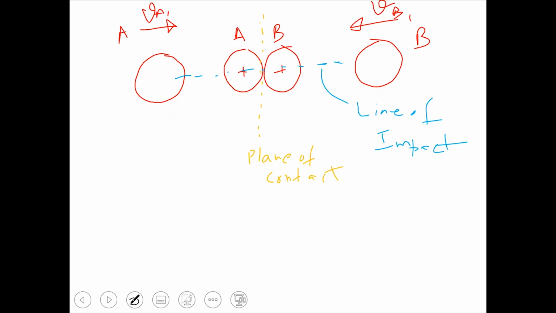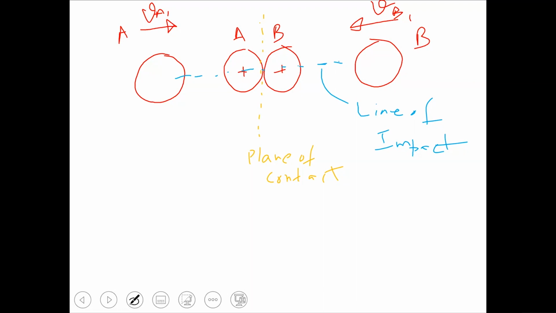So let me repeat again. What is the line of impact? The line of impact is basically an axis which we can obtain by joining the mass centers of the two colliding particles at the time of impact, at the time of collision. So the line of impact you will get like this. The plane of contact is defined to be an axis that is drawn perpendicular to the line of impact at the time of collision. So this is the plane of contact.